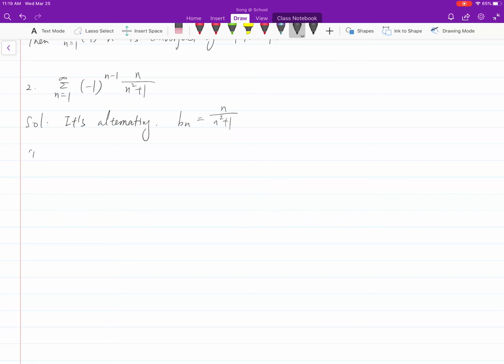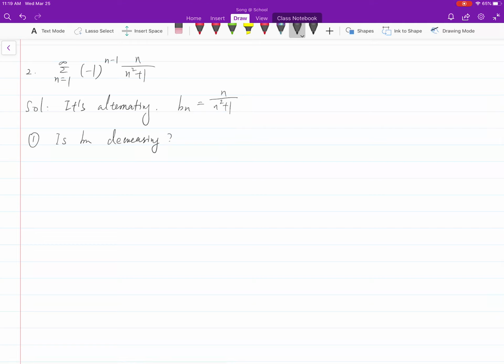Okay, to apply. Is Bn decreasing? The one before is pretty easy, 1 over n. The bottom keeps getting bigger, the top stays the same, so of course the whole thing keeps getting smaller. For this one, the top keeps getting bigger, the bottom keeps getting bigger. It's not so easy to say. So probably you need to show some careful calculation to people that this is decreasing. We have multiple ways of doing it. I think for this one, we can simply try to take the derivative, and show that it is less than 0.